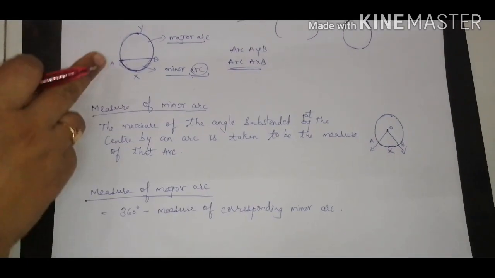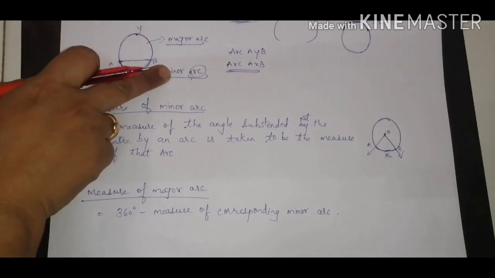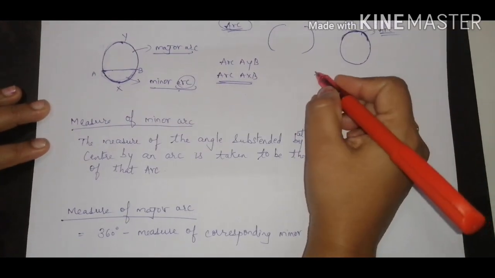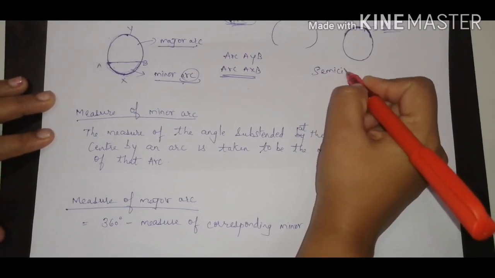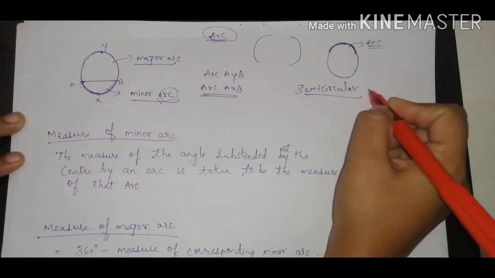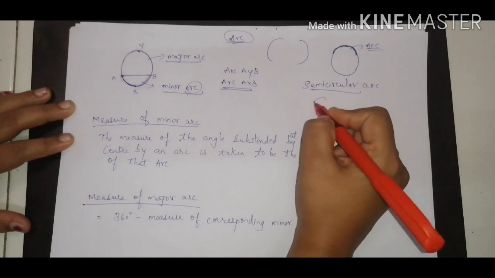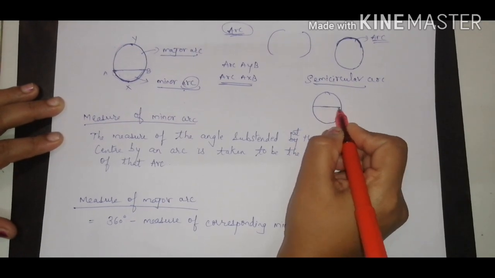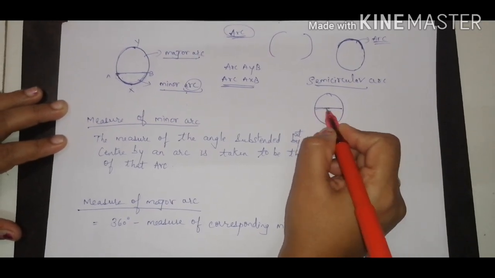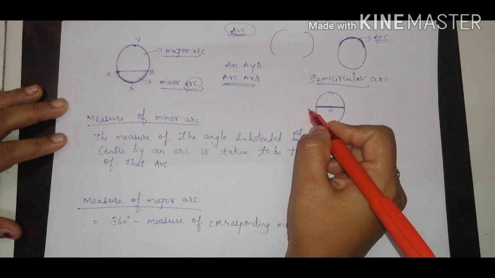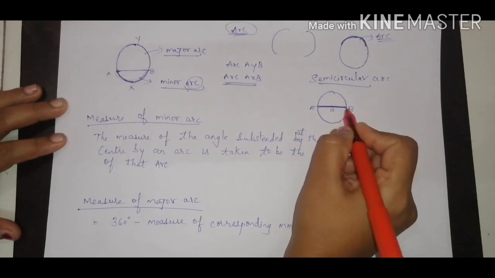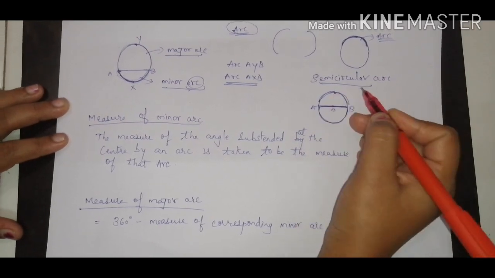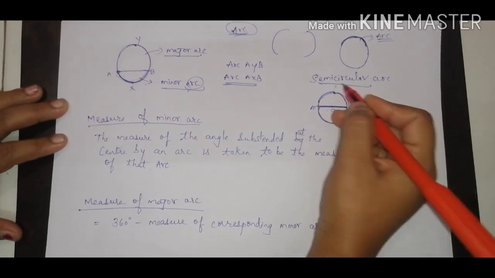Now children, major arc and minor arc we have seen. Major means the big part of a circle and minor means the smaller part. Now what is a semicircular arc? Semicircular means, if this is a circle and this is the center, and I draw this diameter AB, then due to that we get exactly two half circles. We can name them as arcs also.